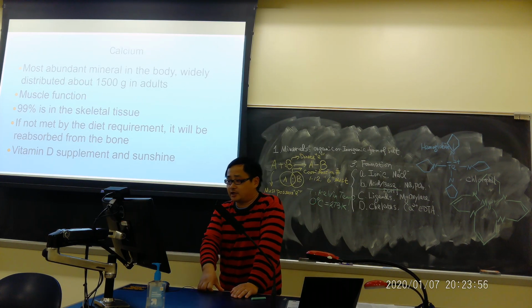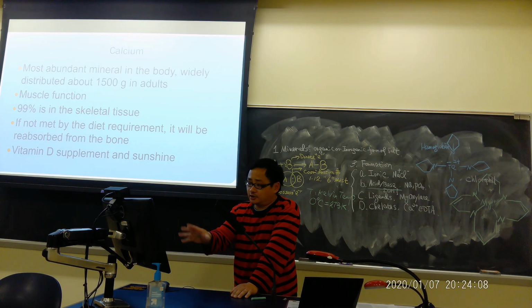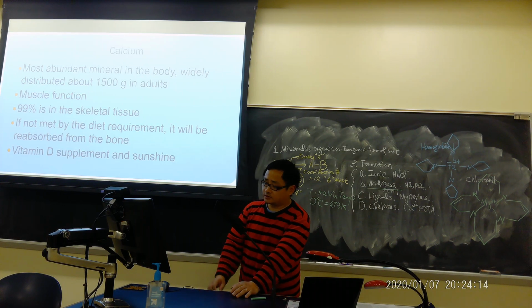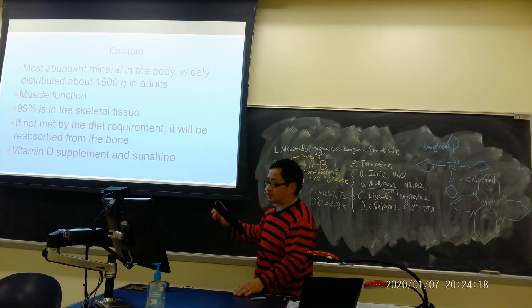Calcium, we mentioned calcium. It's abundant in the body, 1,500 grams in adults, for muscle function, and most of it is in skeletal tissue. Now I mentioned earlier, you must meet the requirements, otherwise it will be reabsorbed from the bone. So what we have to do is take vitamin D and get sunshine.